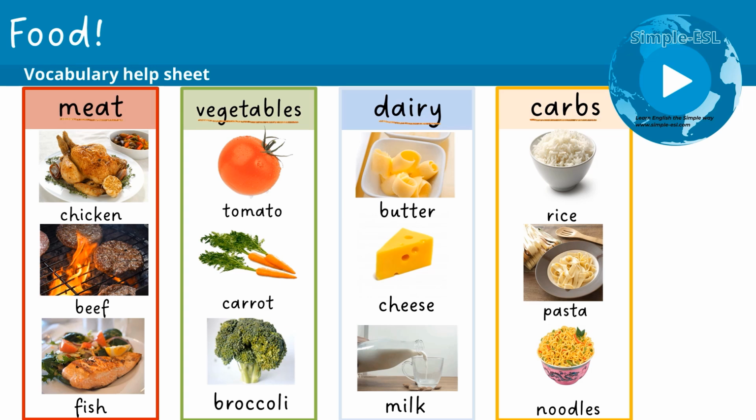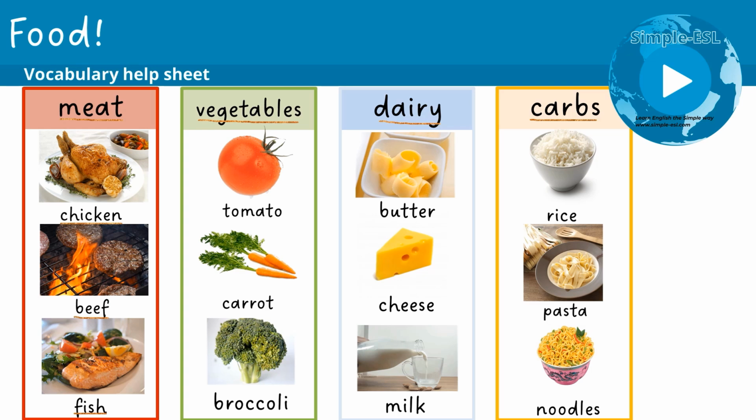So what are some examples of food from each category? Well, we have chicken. See that from the picture? Say it out loud. Chicken. Another type of meat would be beef. We have beef burgers. Comes from a cow. Beef. Our final example of a type of meat is fish. In the picture we have salmon. Delicious. Salmon.